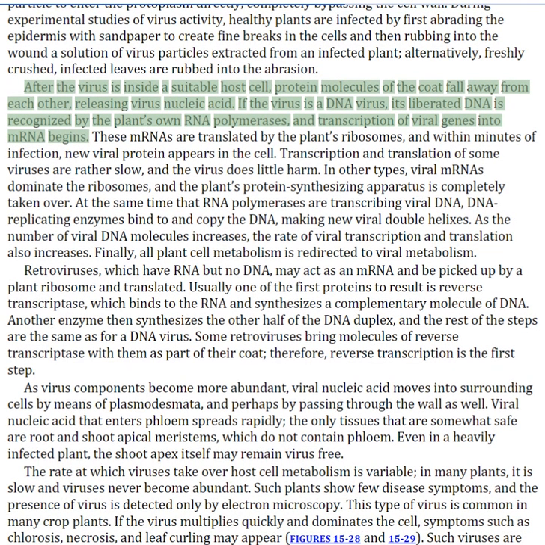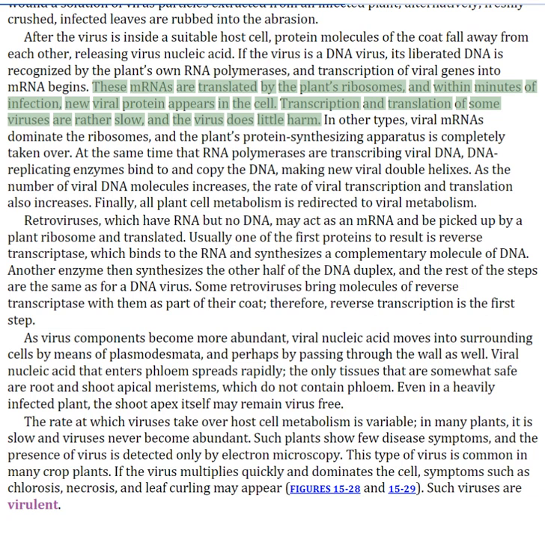After the virus is inside a suitable host cell, protein molecules of the coat fall away from each other, releasing virus nucleic acid. If the virus is a DNA virus, its liberated DNA is recognized by the plant's own RNA polymerases, and transcription of viral genes into mRNA begins. These mRNAs are translated by the plant's ribosomes, and within minutes of infection, new viral protein appears in the cell.